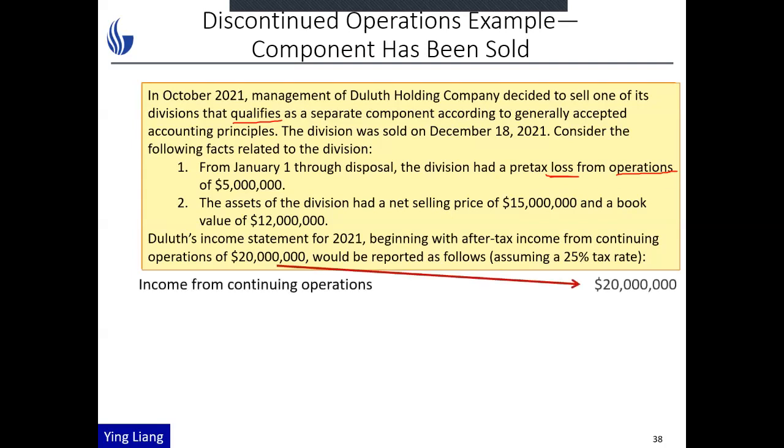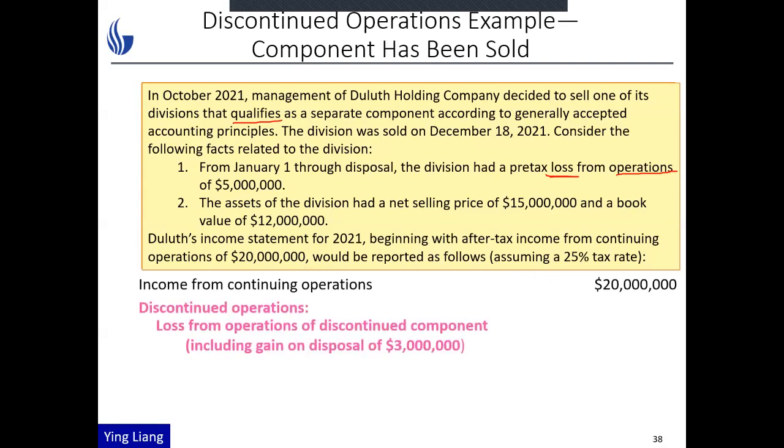So we start with this $20 million, and this is for continuing operations. Then the next part must be discontinued ops. Now, we have the following two. The first one is a loss of $5 million from number one, and the second one is a gain, right? We just talked about it. The difference between these two is a positive $3 million. A negative $5 million and a positive $3 million comes to a negative $2 million.